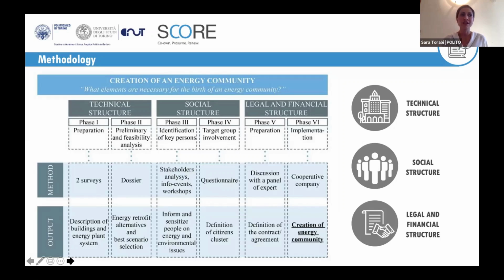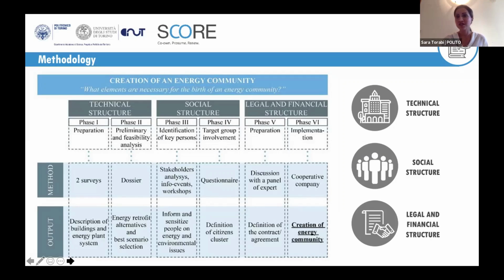The technical part was divided into two main parts. We started to collect the data and identify the different buildings in our case studies. Then we made a feasibility analysis based on different criteria to see if the project is feasible or not, and to select the best scenario in order to implement the CSOP model in that case.